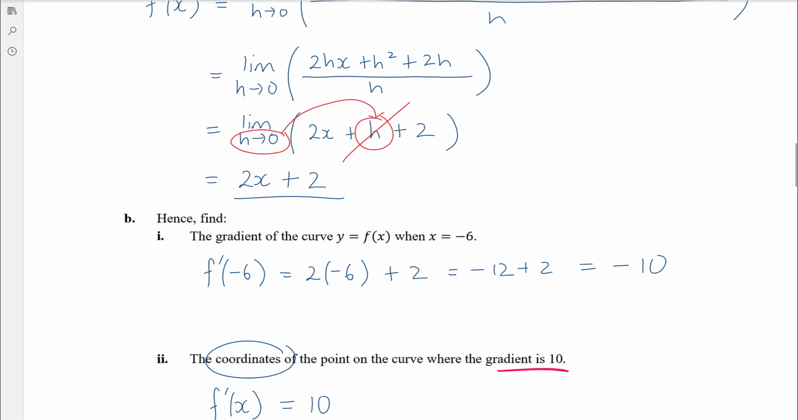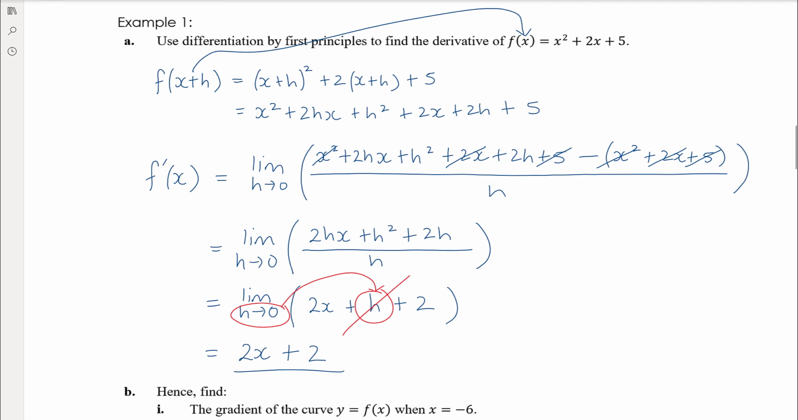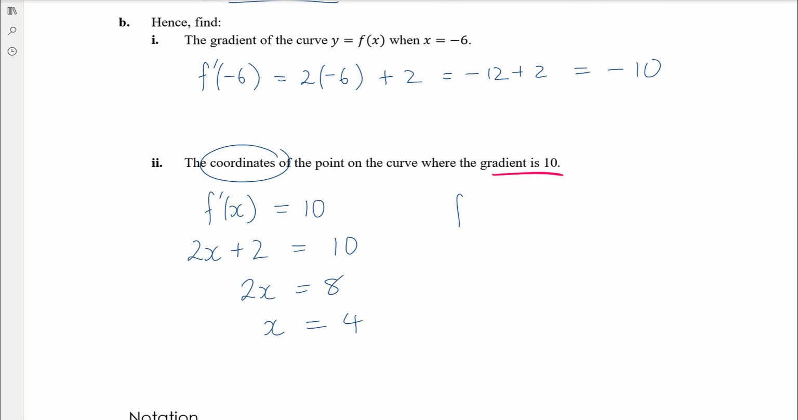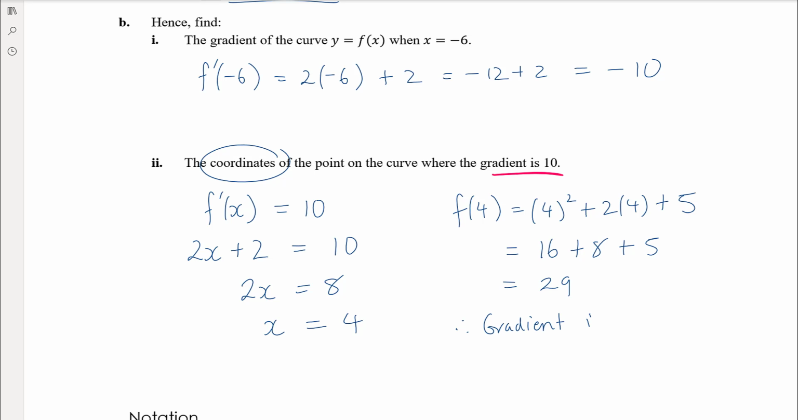We want to work out the y value. We want to go back to our original function, x squared plus 2x plus 5. So f of 4 is going to be 4 squared plus 2 times 4 plus 5, going back into our original function, so that is 16 plus 8 plus 5, and so 29. And so therefore the gradient is 10 at the point with coordinates 4, 29.